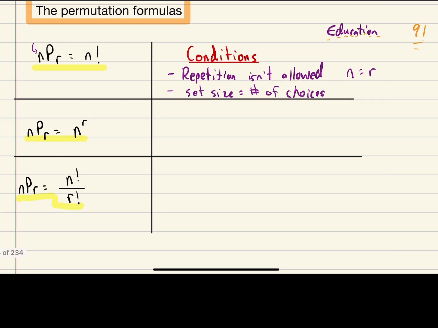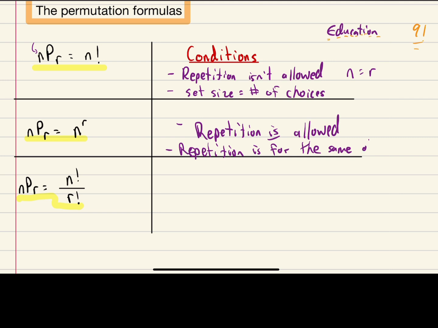Now the next one, where your permutation is equal to n to the exponent r, for this formula to be used, this is when repetition is allowed. And not only is it allowed, but the repetition is for the same objects in the set.